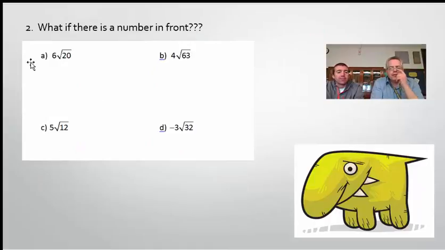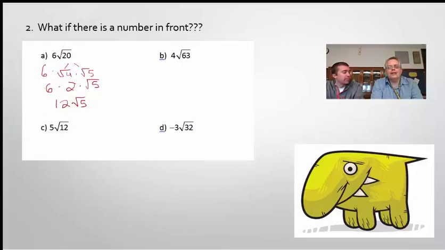Next. These are very similar, but they have a number being multiplied in front. So we're going to break up the square root the same way we always do. It's 6 times whatever we get when we break up square root of 20. So it's square root of 4 and square root of 5. Now, 6 times 2 times the square root of 5. And then we can do the 6 times 2 part. 12.